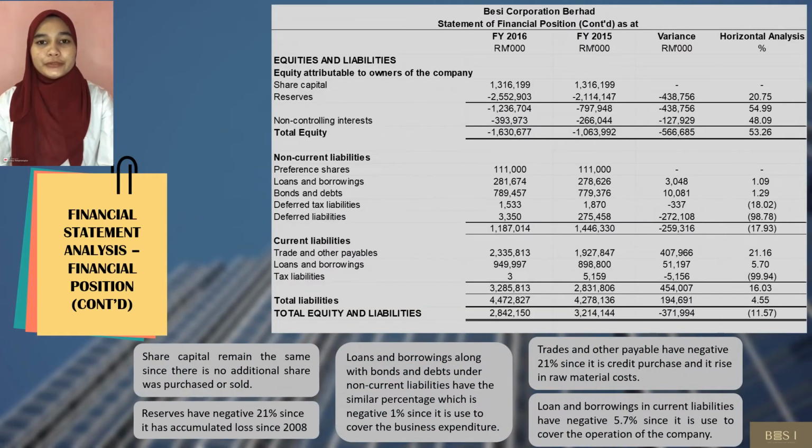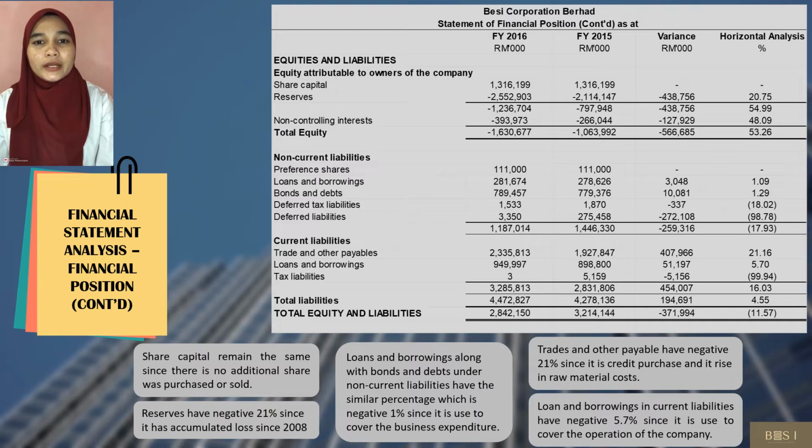Move forward to the equity and liability part in horizontal analysis. The statement shows that share capital remained the same since no additional shares were purchased or sold. Then the reserve has negative 21% since it has accumulated loss in 2008. Next, the loan and borrowing along with bonds and debts under non-current liability have a similar percentage, which is negative 1%, since it is used to cover the business expenditure.